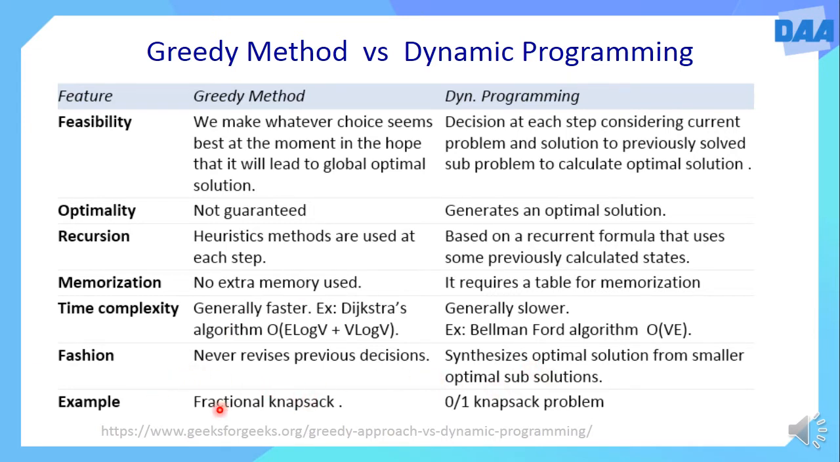Some of the examples: the fractional knapsack problem can be solved using the greedy method, which results in an optimal solution, whereas with dynamic programming you can solve the 0-1 knapsack problem, which guarantees the optimal solution. If the 0-1 knapsack problem is solved using the greedy method, an optimal solution is not guaranteed.